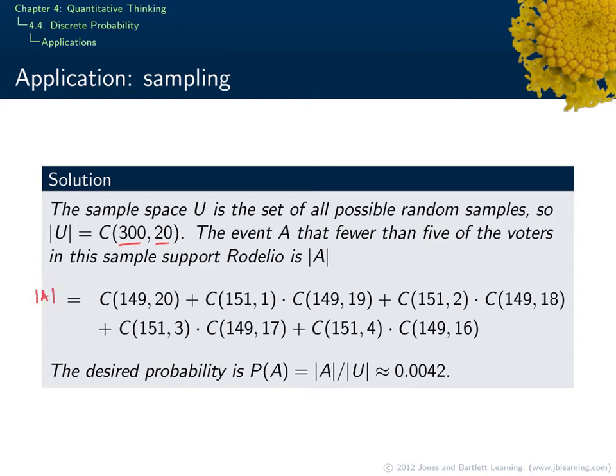All right, so how are we computing this? Well, we've got our 20 people, right? Let's suppose out of these 20 people, 0 of them support Rodelio. Then how many ways can that happen? That means that all 20 are non-supporters. So remember, there are 151 supporters. And because the population is 300, there are 149 non-supporters.